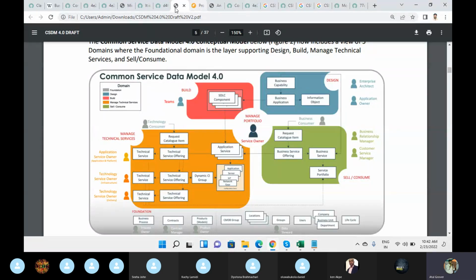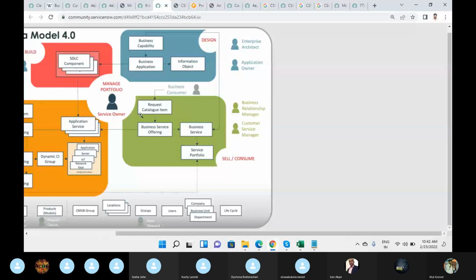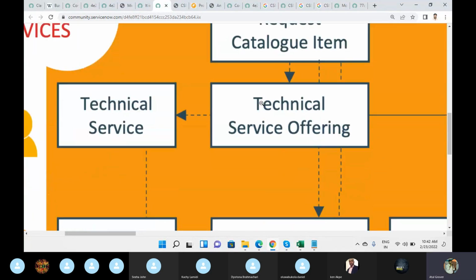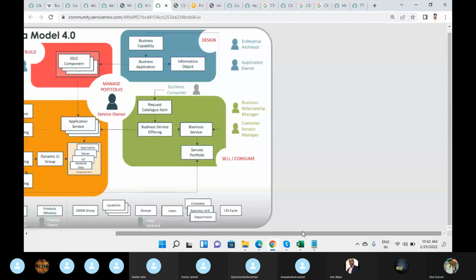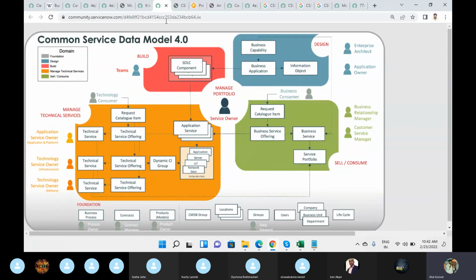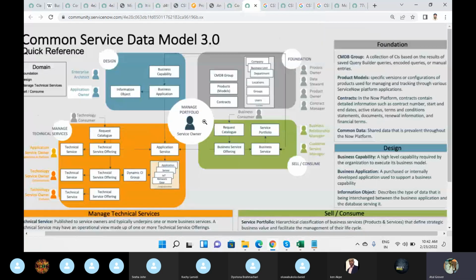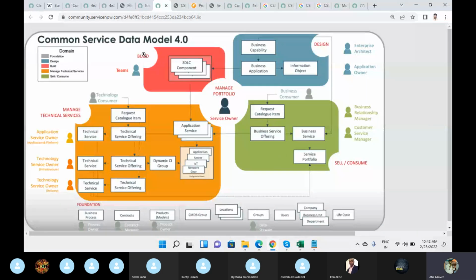In 3.0, they have this, this is 4.0, right? Okay, good. Little bigger one. So in 3.0, they have a design, foundation, sell. But in 4.0, they have build, design, and sell. And they bring the foundation at the bottom.